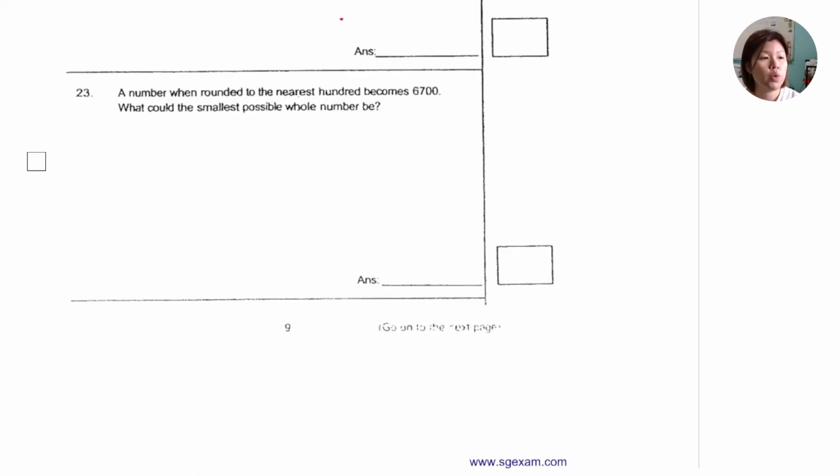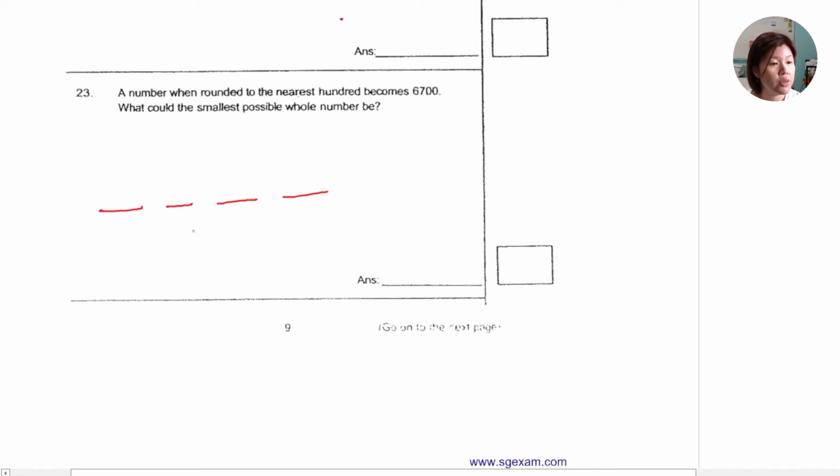Okay, now let's move on to question 23. It says that the number, when rounded off to the nearest hundred, becomes 6,700. We want the smallest whole number. Okay, so that's here. So it's also 4. And they round off to the nearest 100, which is here.